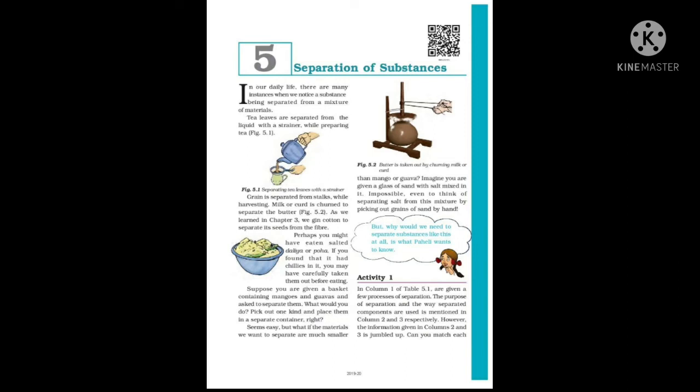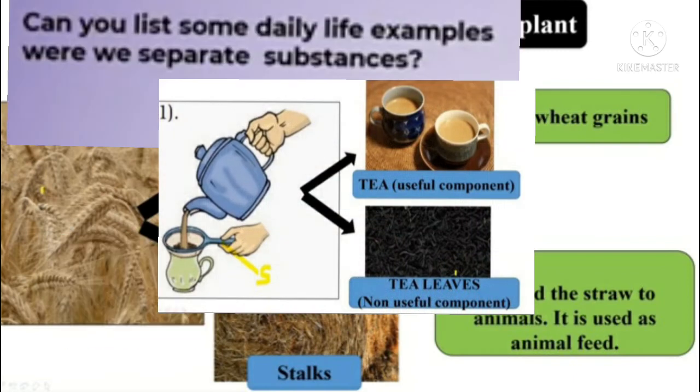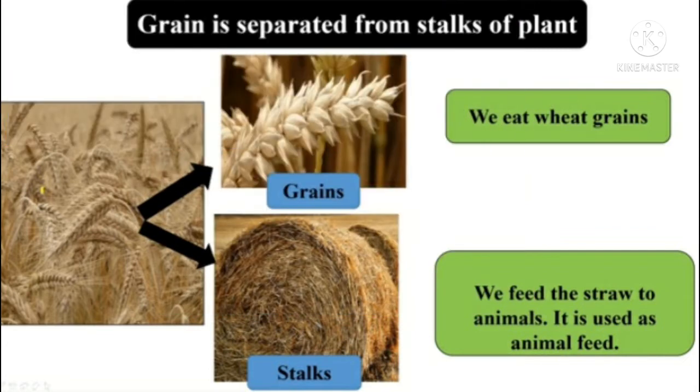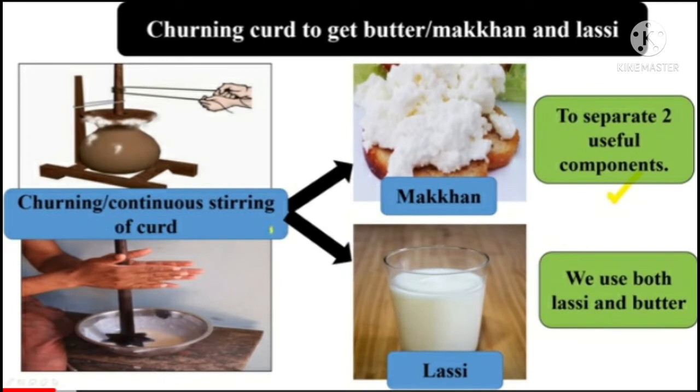In daily life, we see so many examples of mixtures where we need to separate the substances. Can you list some of these? Great. We separate tea leaves from the tea. Tea leaves are thrown away. We separate grain from the stalks. Stalks are used as animal fodder. We get makhan, lassi, butter by churning of curd. By this method, we use all the three substances.